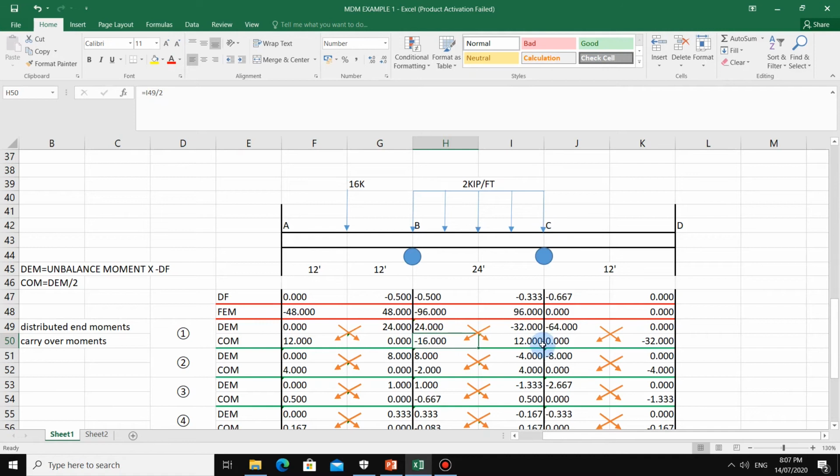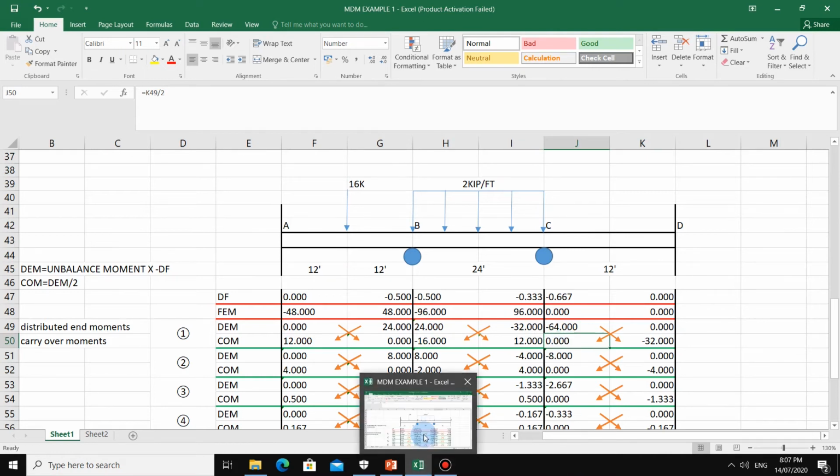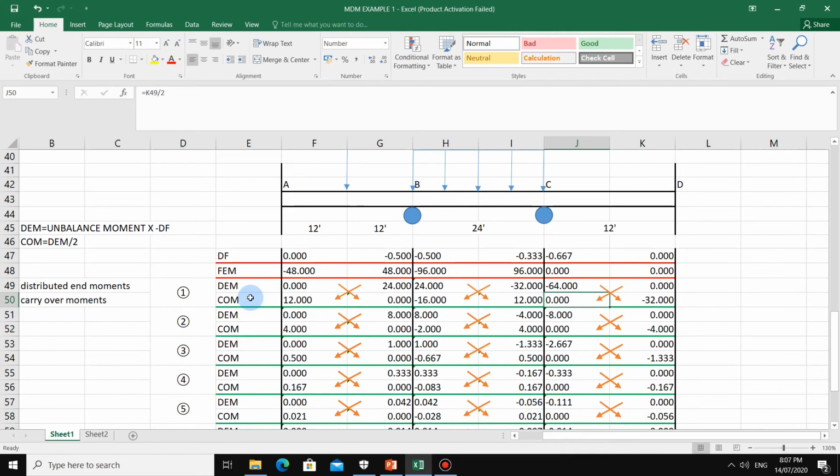Same at joint C, so 12, then 0. So there is no unbalanced moment here anymore. So you have to proceed with another cycle. Okay? So the next cycle, guys, is to copy DF or FEM.